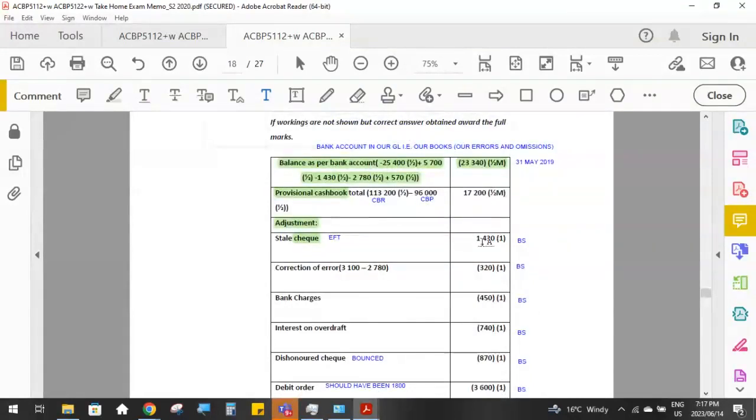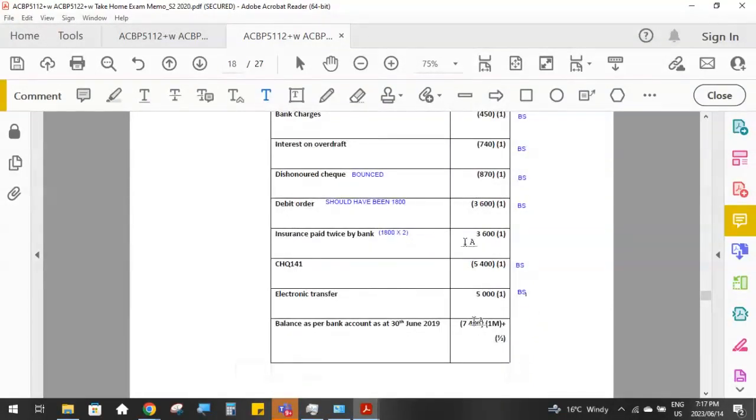And those are all of the adjustments that we must make on our side, so we can then calculate our bank balance as at the 30th of June, according to our calculations, should be 7490, and that is still in brackets, which means that is still an overdraft.